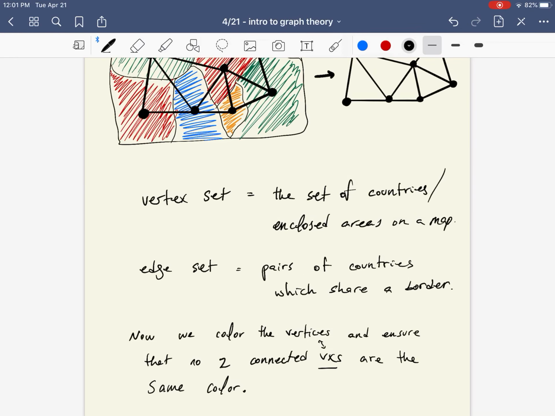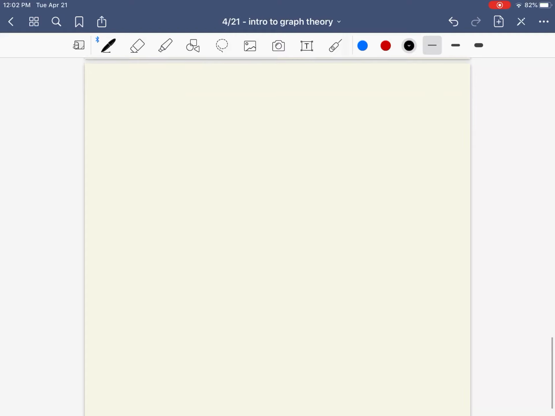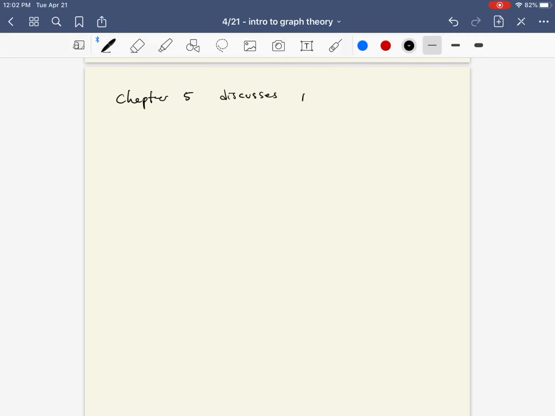Okay, so now we're going to continue with our second bit of our graph theory lecture for today. I'm going to give you the motivating example for how this whole theory was founded, which, funny enough, is what all of chapter 5 in the textbook is about. So, chapter 5 discusses what we call Euler circuits and paths.